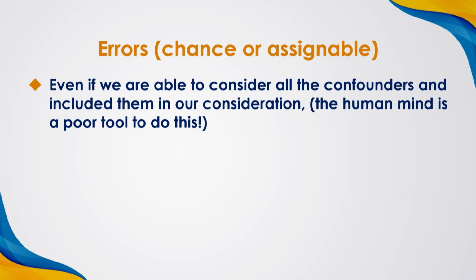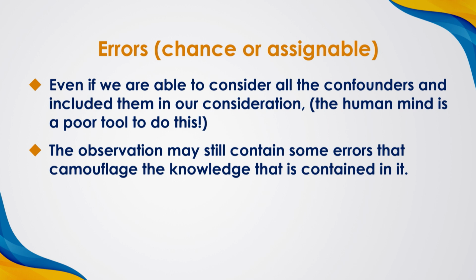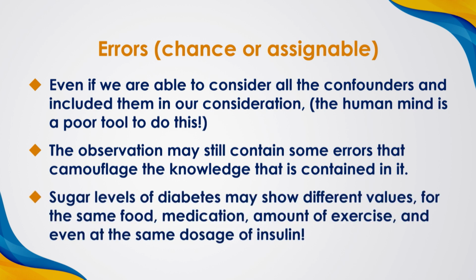the human mind actually is a poor tool to do this. The observation may still contain some errors that actually camouflage the knowledge that it contains. The sugar levels of diabetes may show different values for the same food, for the same medication, for the same amount of exercise, and even at the same dosage of insulin. Therefore, your data has error.